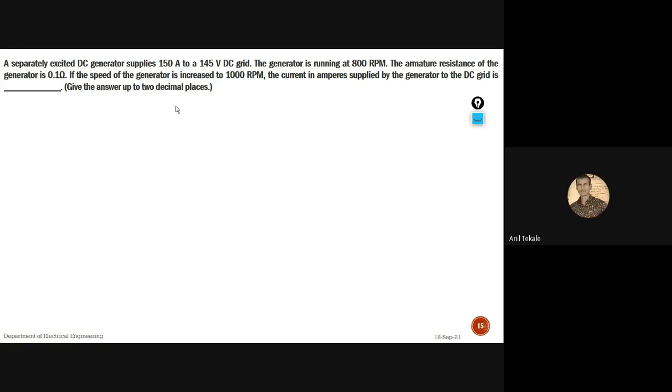Very good. So a separately excited DC generator is given with a current of 150 ampere at a voltage of 145 volt DC grid, running at 800 rpm. Armature resistance is provided. If the generator speed is increased from 800 to 1000 rpm, what will happen to the current? Whatever current is supplied by the generator to the DC grid, we have to mark here. Okay, so let us go for the solution.